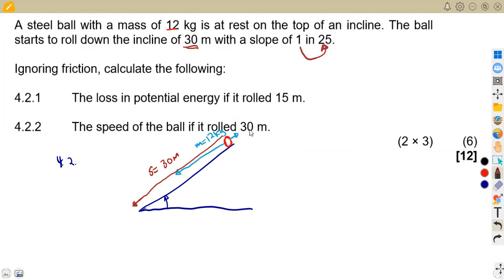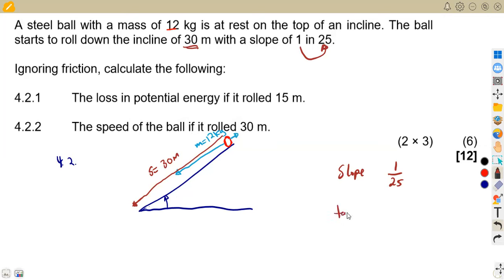So take note of what you're given here. We are given a slope of 1 in 25, which is a gradient of 1 in 25. That is 1 over 25. So from our gradient, we can use the tan of theta. From our tan of theta, we can calculate the angle theta that is affecting here. What is the angle that is affecting?